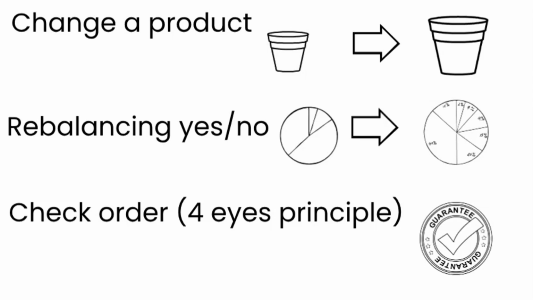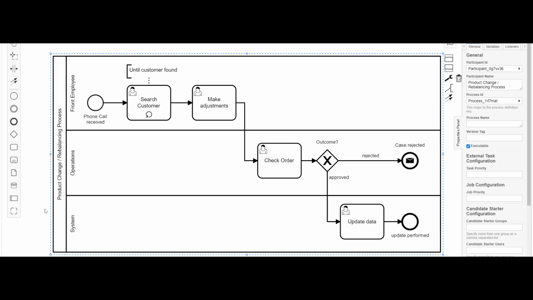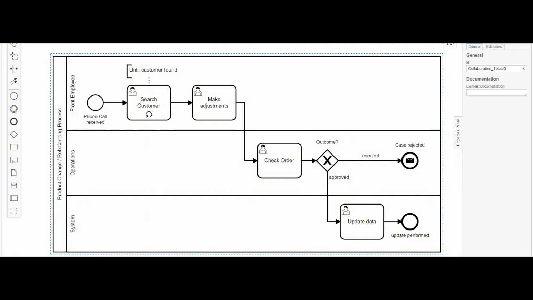And this is how the BPMN diagram could look like. You can see a pool, so the big pool here is the product change and rebalancing process. And we have three roles: the front employee who's entering the first data, then the operations team member who's checking the order if everything's all right, and then we have also the system that is doing some stuff in the background. All right, how are things getting started?